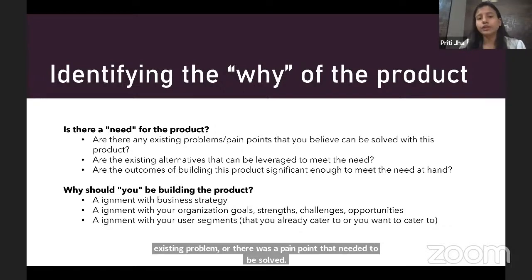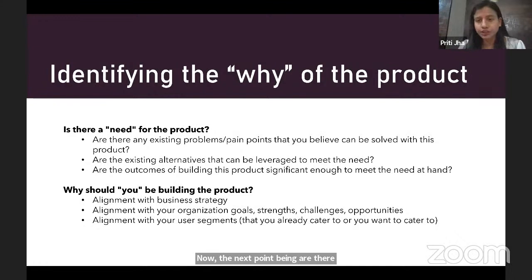Now, the next point being, are there any alternatives that can be leveraged to meet the need? What I mean is the example I was just taking about the food delivery app. Do I have existing alternatives wherein I can call up a restaurant 4 kilometers far from me and get food delivered?